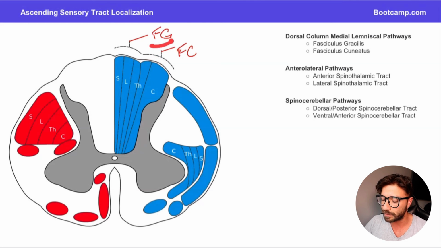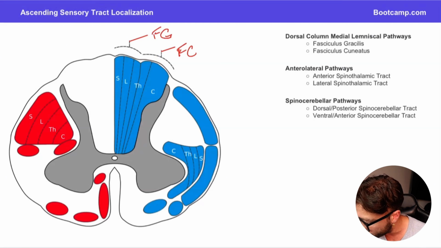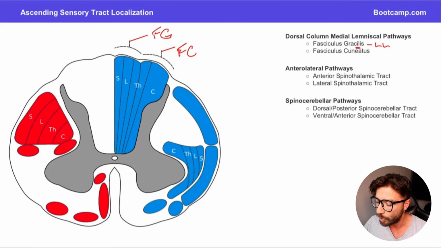Now, the fasciculus gracilis is going to be carrying that type of information coming from the lower limb. And a way that you can remember that is that gracilis actually has an L in it. So that L in gracilis stands for lower limb. Whereas in fasciculus cuneatus, we have a U in there, so this can represent upper limb, because the cuneatus is going to carry information coming from the upper limb.